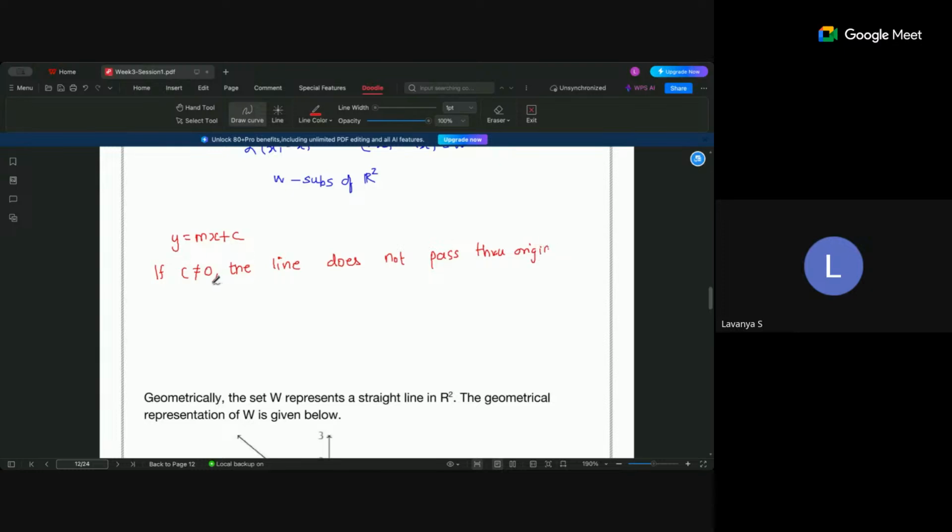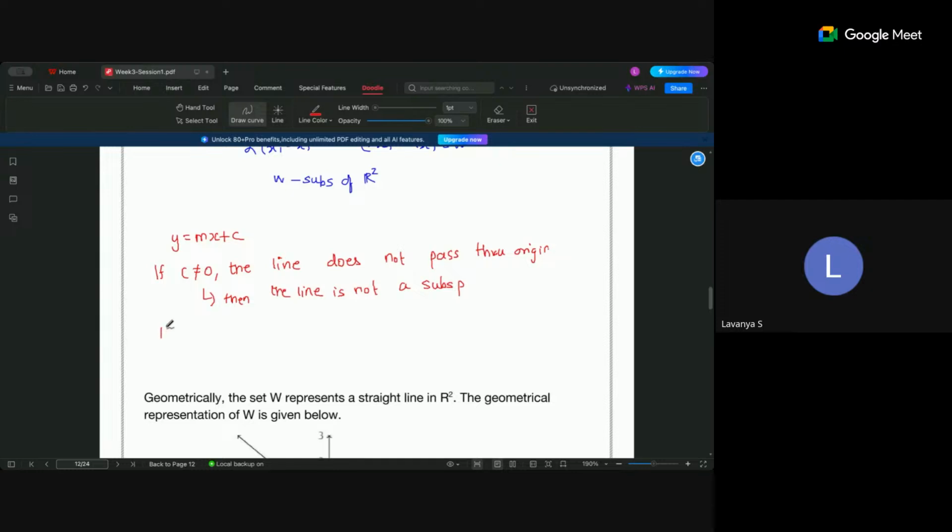Then the line is not a subspace. Why is it not a subspace? If it does not pass through the origin, the zero element, (0, 0), will not satisfy the equation of it. So it is not having the additive identity. So it cannot be a subspace, right?